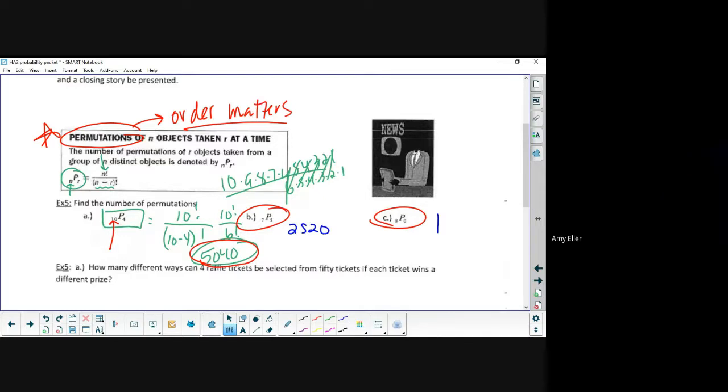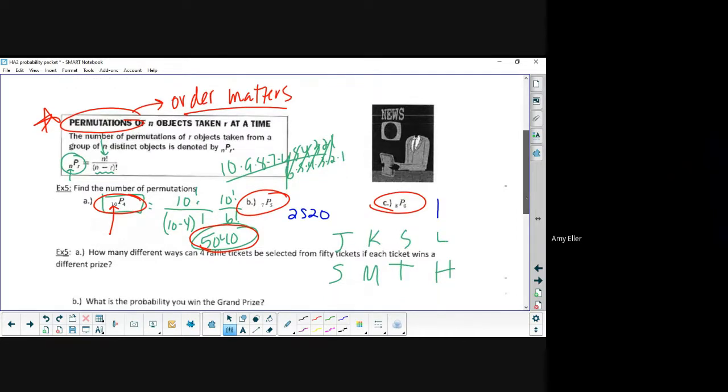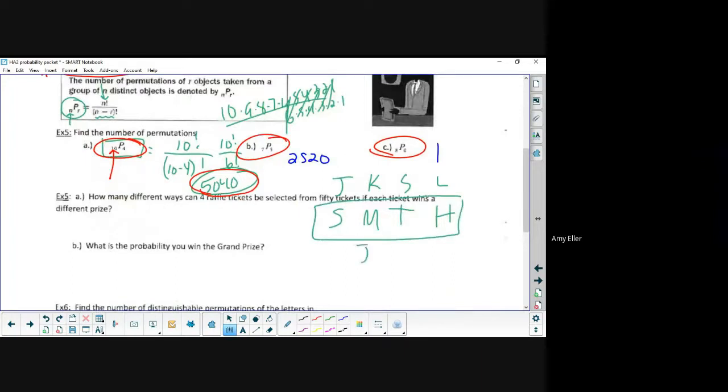So let me tell you an example of this. Let's say I have 10 different candy bars, and I'm going to give them out to 4 people. So let's say I have Snickers, Milky Way, Twix, and Heath. I could give them out to the first 4 people. So let's say this one goes to Jordan, this one goes to Keegan, this one goes to Sophia, and this one goes to Lydia. Would that be different if I did Jordan, Keegan, Sophia, Lydia? Would that be different? Yeah, they're getting different candy bars.